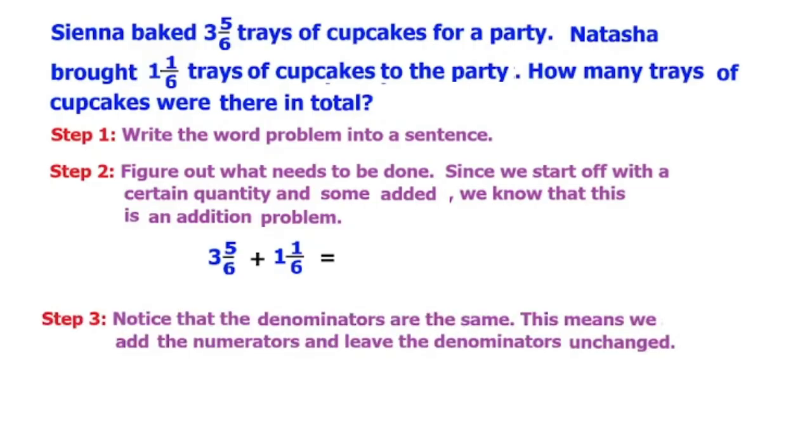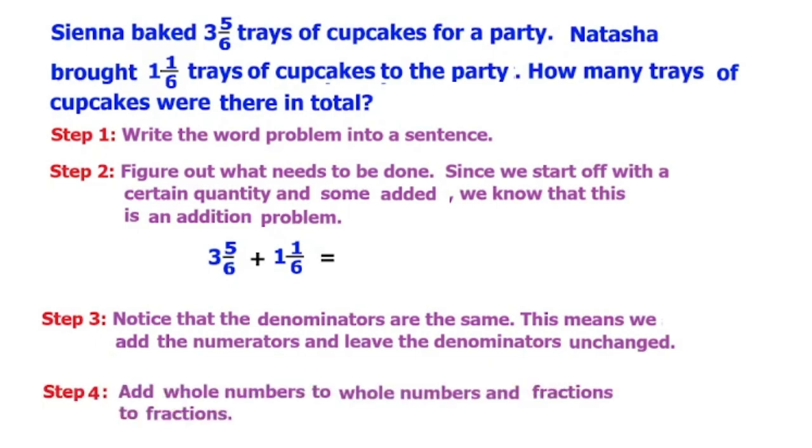So now notice that the denominators are the same. So when the denominators are the same, this means we add the numerators and leave the denominators unchanged. Step 4, because this is a mixed fraction, add whole numbers to whole numbers and fractions to fractions. So we first add the whole numbers together, and then we add the fractions together.